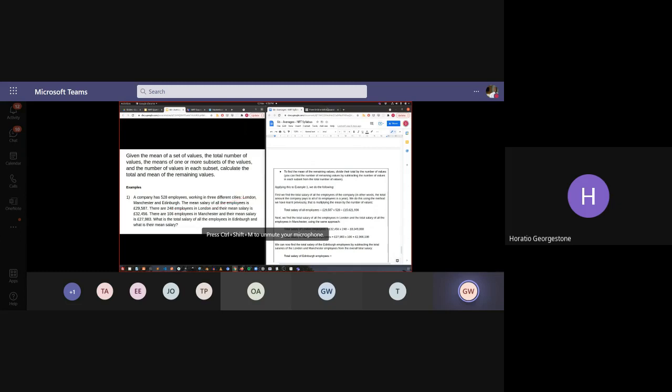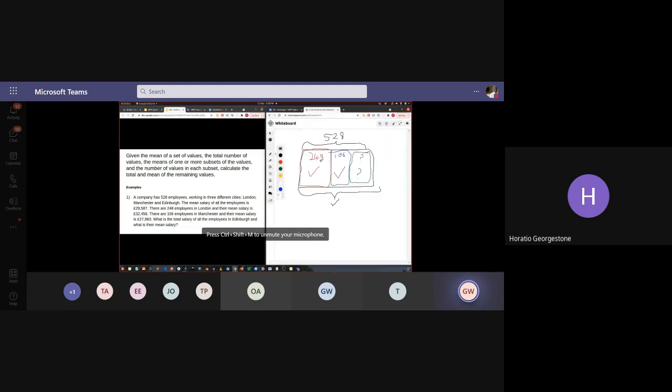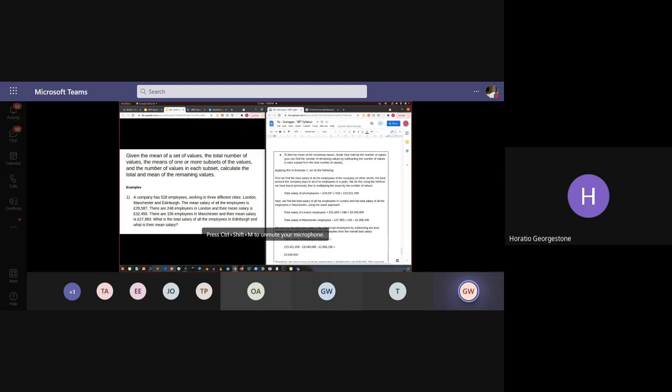We're also told that there are 248 employees in London. So we can also work out the total salary of the London employees because we know the number of employees and the mean, and we can work out the total salary of the Manchester employees because we know the number of employees and the mean salary. So for London, we follow the same process: multiply the mean by the number of people, and you get £8,049,088.